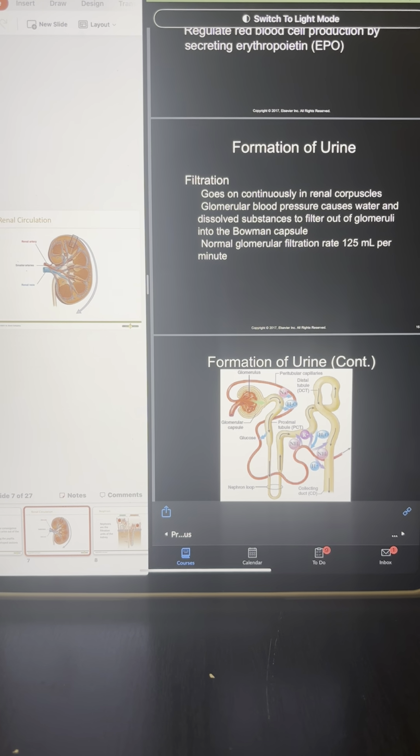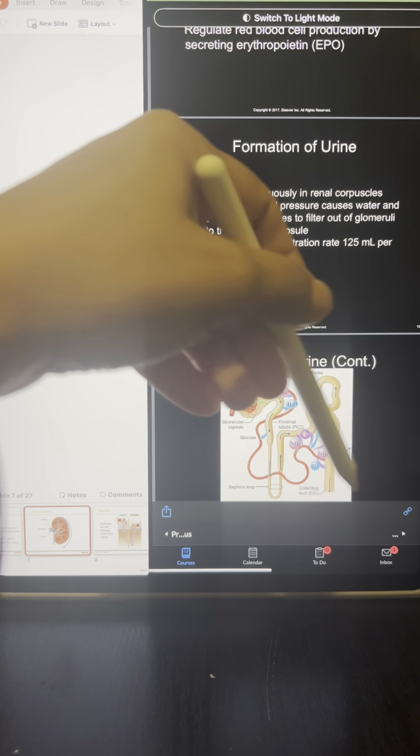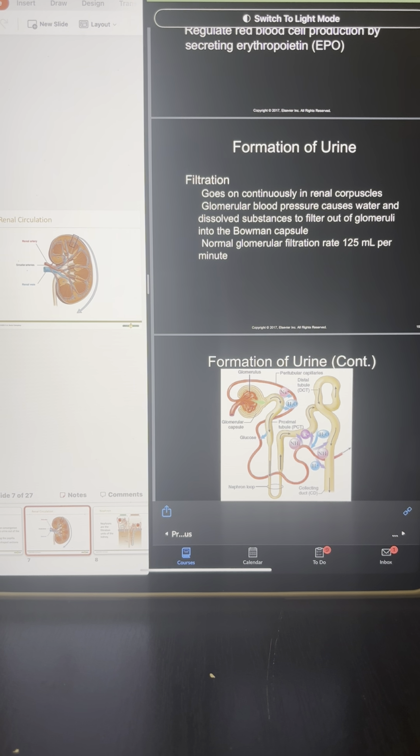Okay, filtration. This basically filtrates. That's what it's doing here. Filtration goes on continuously in the renal corpuscles. Glomerular blood pressure causes water and dissolved substances to filter out of the glomeruli into the Bowman capsule. Normal glomerular filtration rate is 125 a minute.